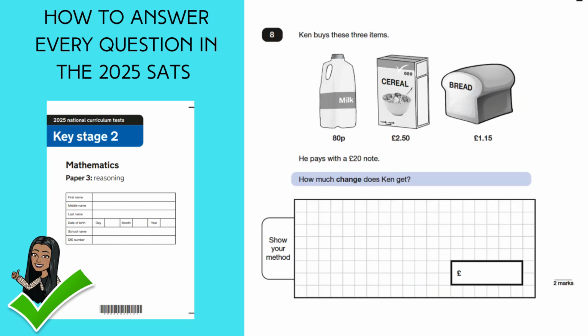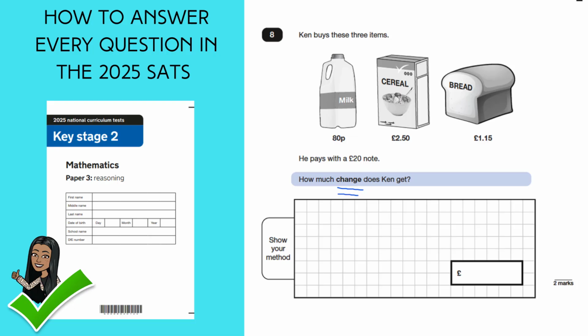Question 8. Ken buys these 3 items, and we can see that there are pictures of 3 items, milk, cereal and bread, labelled with their amounts, 80p, £2.50 and £1.15. So one of the first things I would note is that we have some things written in pounds, something written in pence, so we have to be mindful of that when we are calculating. He pays with a £20 note. How much change does he get?